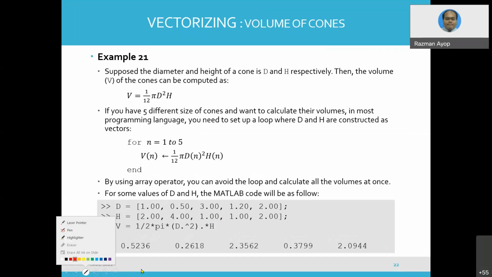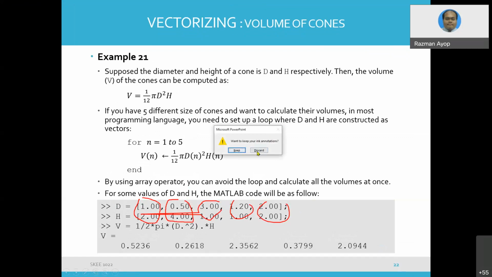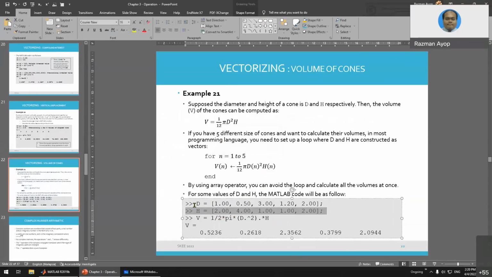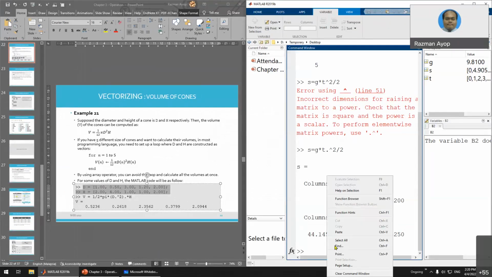So let us look here. For the first one, you want to find the volume for a diameter of 1 and height of 2, and then a diameter of 0.5 and a height of 4, and so on. So instead of doing it one by one, you just list down the parameters. Let me just copy this. Of course, clear first.